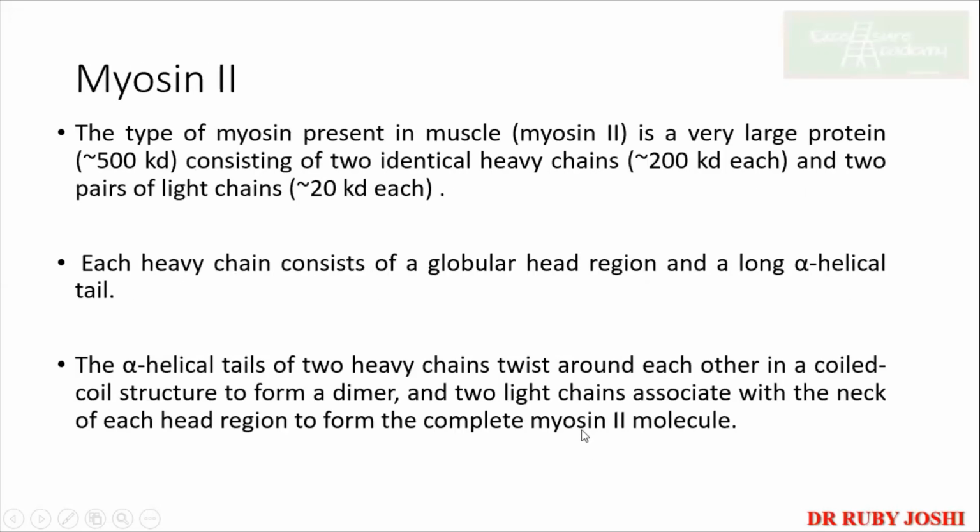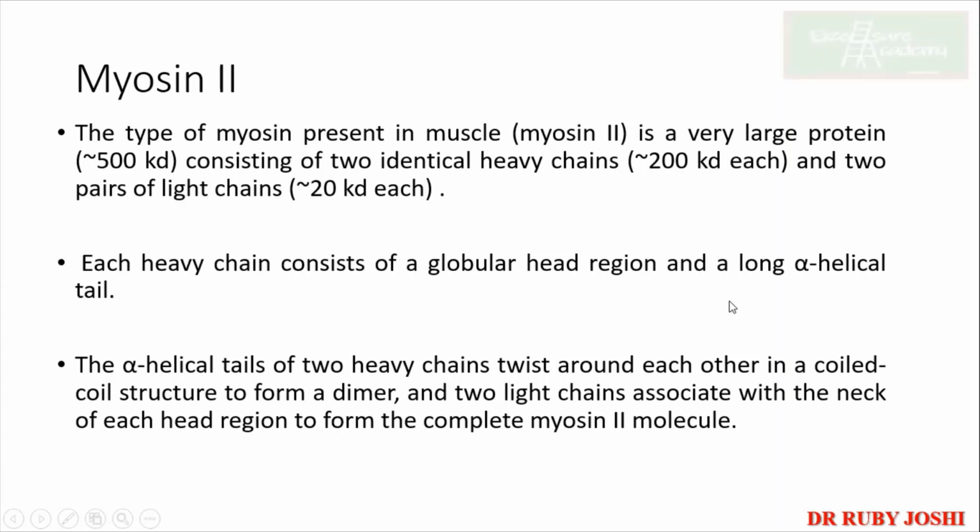So before we move ahead, let's know what is myosin. In the case of actin myosin, it is the myosin 2. We have got different types of myosin also. There are different versions of myosin. So whenever we talk about contraction, please remember it is myosin 2. It's a very large protein. It has got 2 identical heavy chains and 2 pairs of light chain. Each heavy chain consists of a globular head region with a long alpha helical tail.